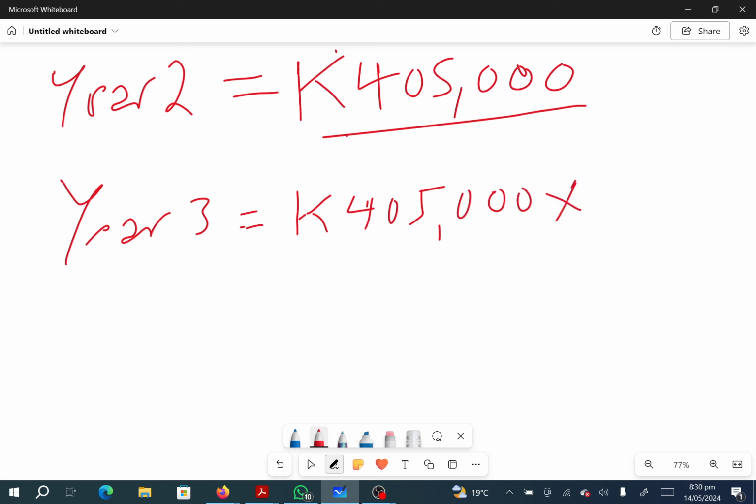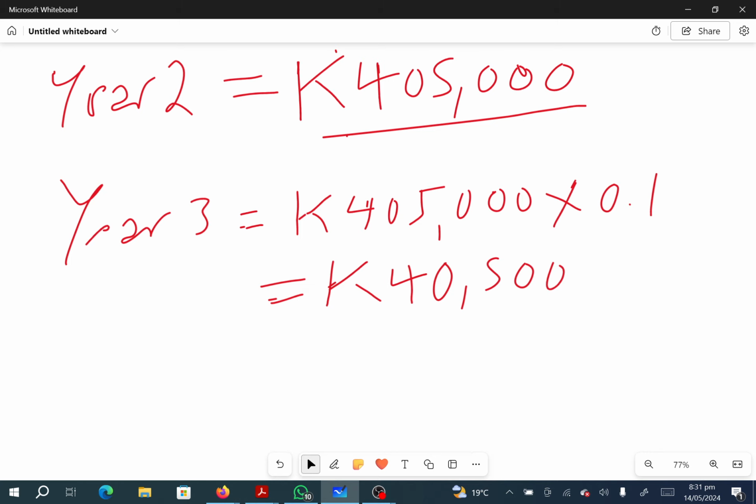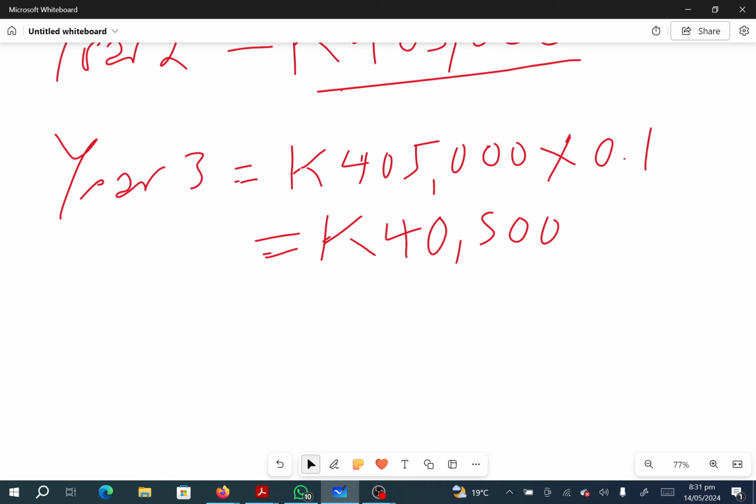Then multiply by the rate, which is 0.1. So this gives us 405 multiplied by 0.1. What are we getting? So it gives us 40,500. This is our depreciation.